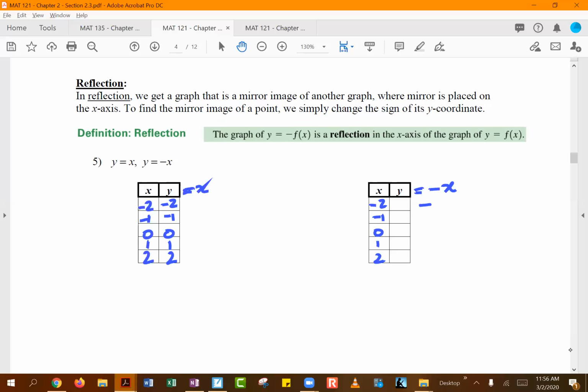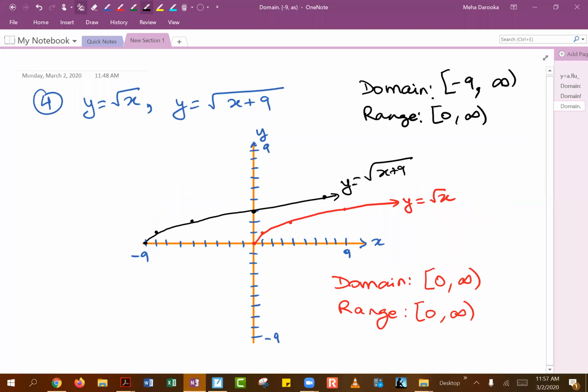But now you are doing negative of -2, which will actually make it positive. Negative of -1, which will be +1. 0 does not really take a negative sign. So 0 will stay 0, and then you're doing -1 and -2. So this is what happens in reflection. Your negatives become positives, and your positives become negatives. And then, of course, your graph will also reflect that. So let's go ahead and graph this guy.